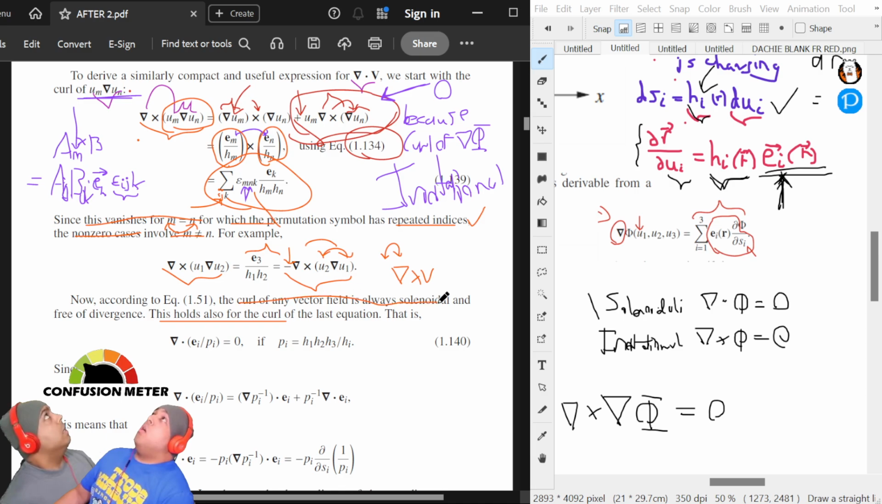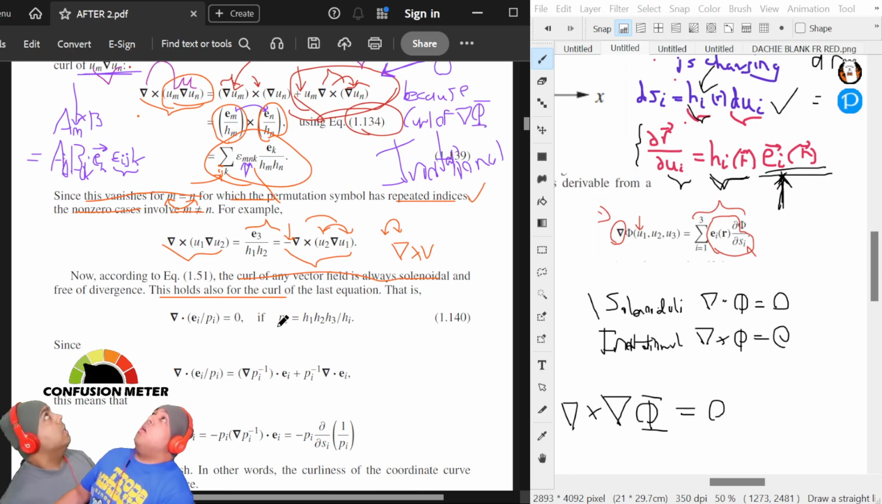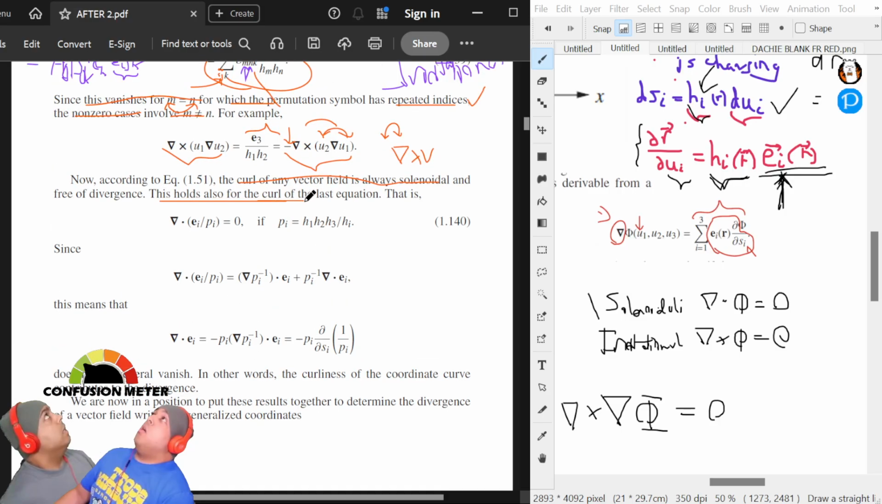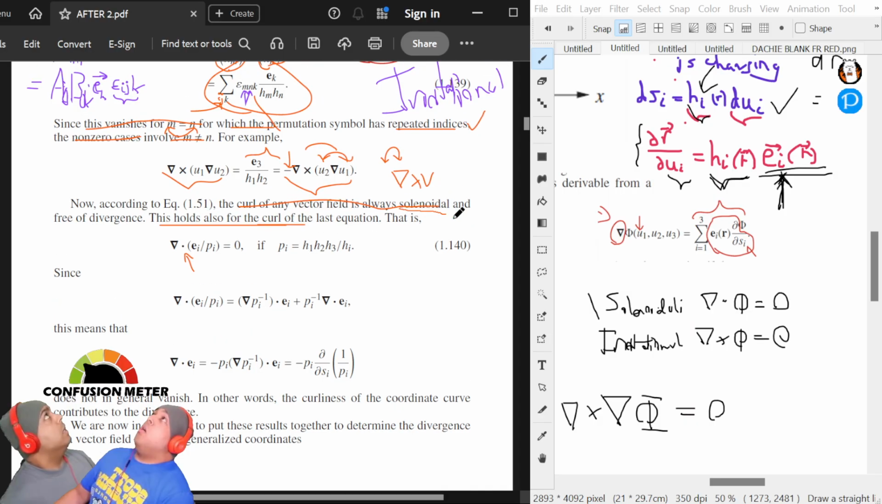The curl of any vector field is also solenoidal and free of divergence. This holds also for the curl of the last equation. You're saying curl, but I'm saying dots here. Well, solenoidal means divergence, I guess. So, yeah, this holds for the curl of the last equation.